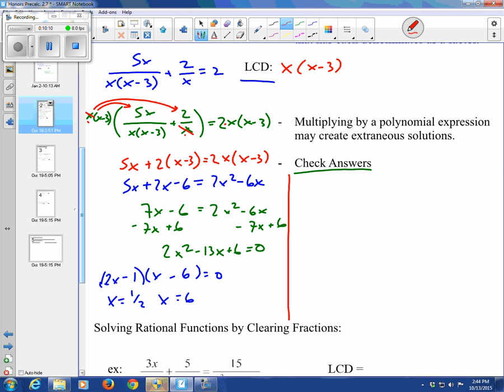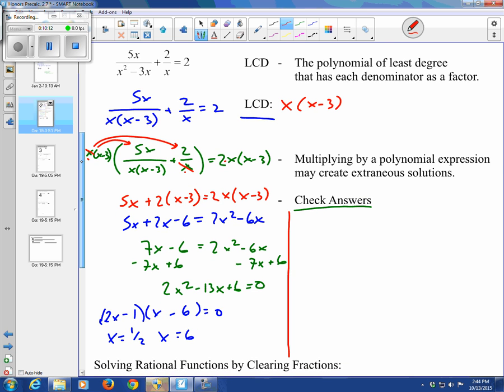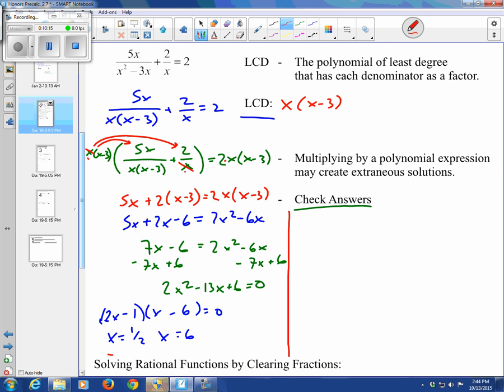So right here, I'm going to check to see if these are actual solutions by plugging them into my original equation. So I'm going to have 5 times 1/2 over 1/2 times 1/2 minus 3. I'm going to plug it into this form with a factored denominator. I think it's going to be a little bit easier to deal with the denominator there rather than squaring that fraction. And then plus 2 over 1/2 equals 2.